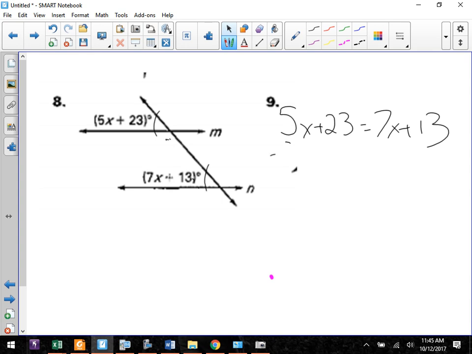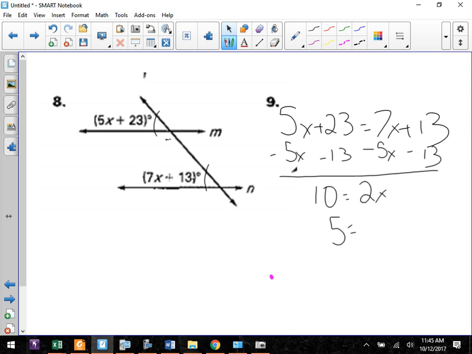So you subtract the 5x, subtract the 13 at the same time, and hopefully you get 5 for x. Okay? And that's basically what you were doing for all of those. Okay? So hopefully it wasn't terrible.